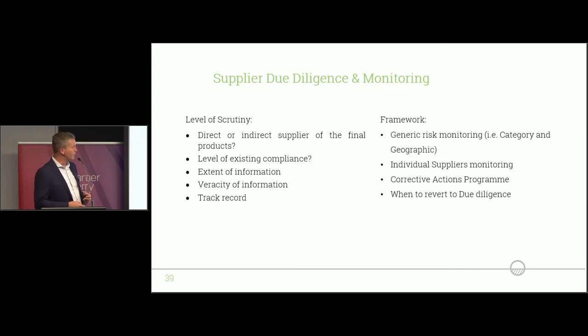And then you need a framework. So you have to have some sort of generic risk monitoring based on category or geography or spend, or there are many different ways that you can cut and dice it. Probably a combination is a good way to go. And then you need to have some individual supplier monitoring, which again is based on their risk categories. And I'm not advocating that you should have 10 different risk categories. Possibly one high, one low, and one that can wait is probably okay.